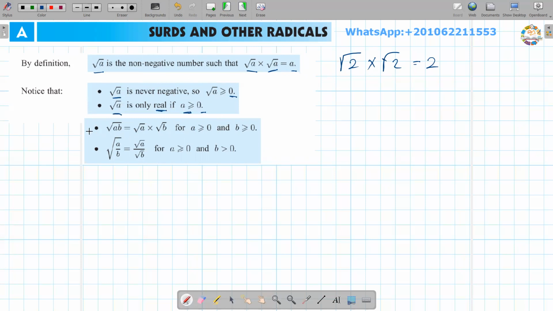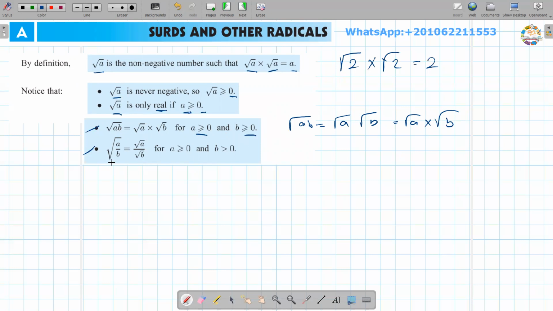Okay, here we have two properties that you need to think about. If you face root AB, then you can write it as root A by root B, for A greater than or equal to 0 and B greater than or equal to 0.